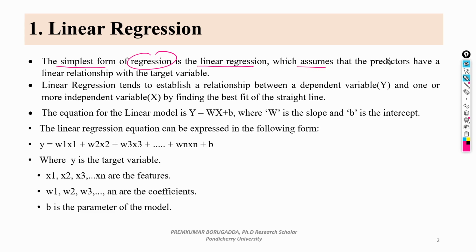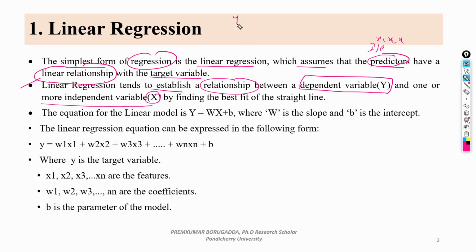It assumes the predictors, and predictors are nothing but the input variables, like x1, x2, x3. These input variables, the predictors, have a linear relationship with the target variable. Linear regression tends to establish the relationship between the dependent variable y and one or more independent variables. If it is a single variable, we consider a single x.